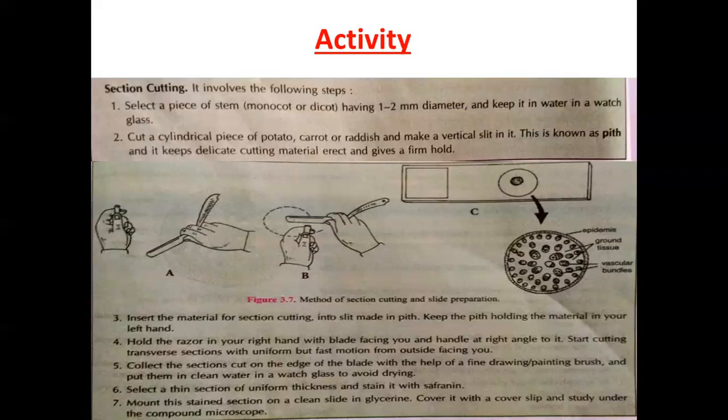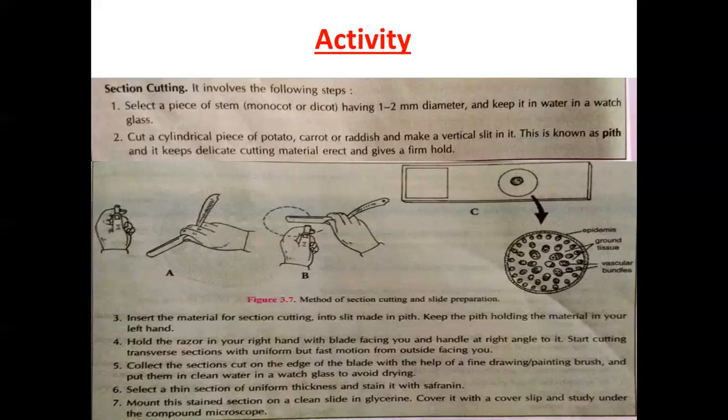You can see it in the diagram. Hold the razor in your right hand with the blade facing you and the handle at a right angle to it. Start cutting the transverse section with a uniform but fast motion from outside facing you. Collect the sections cut off the edge of the blade with the help of a fine painting brush and put them in clean water in a watch glass to avoid drying.